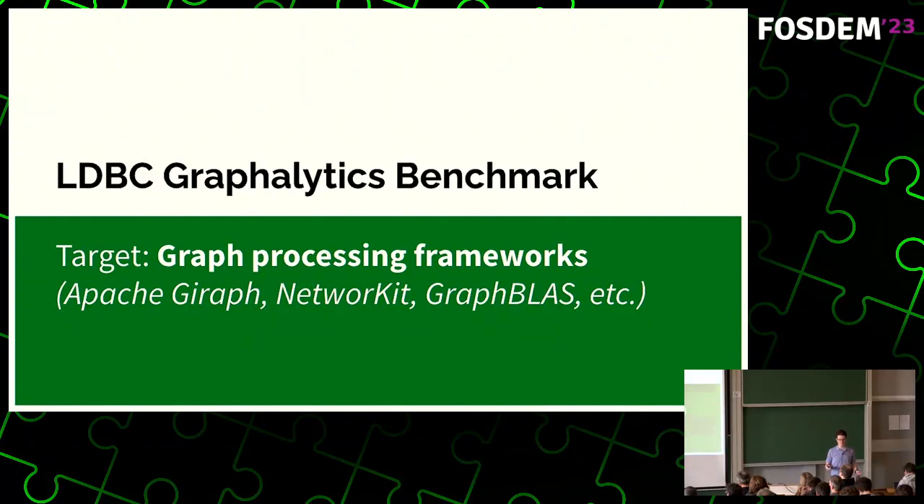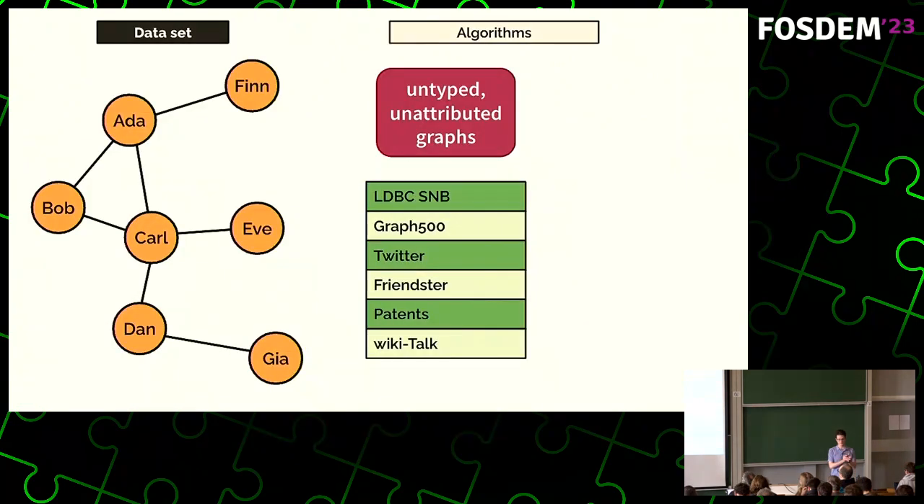This casts a wider net, so it targets graph databases, graph processing frameworks, embedded graph libraries like NetworkX, and so on. This uses untyped, unattributed graphs, so it's only the person knows person graphs of the social network benchmark or other well-known graphs like Graph 500.